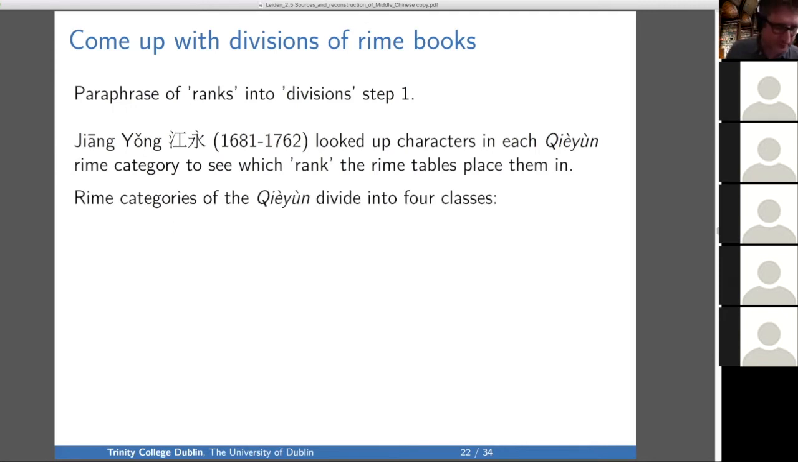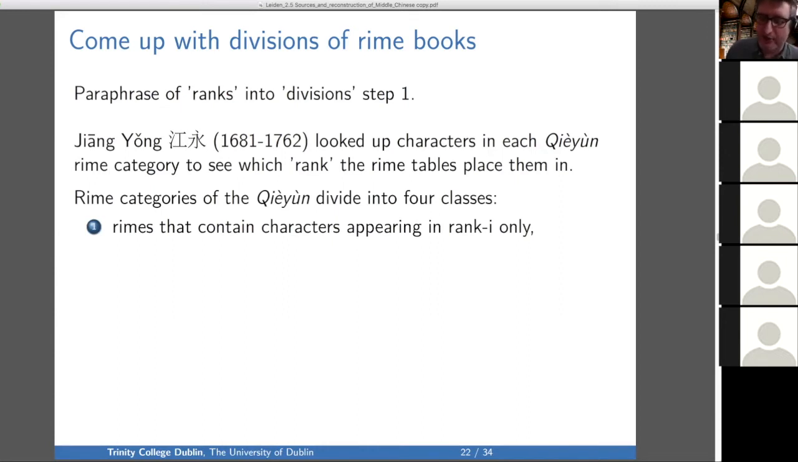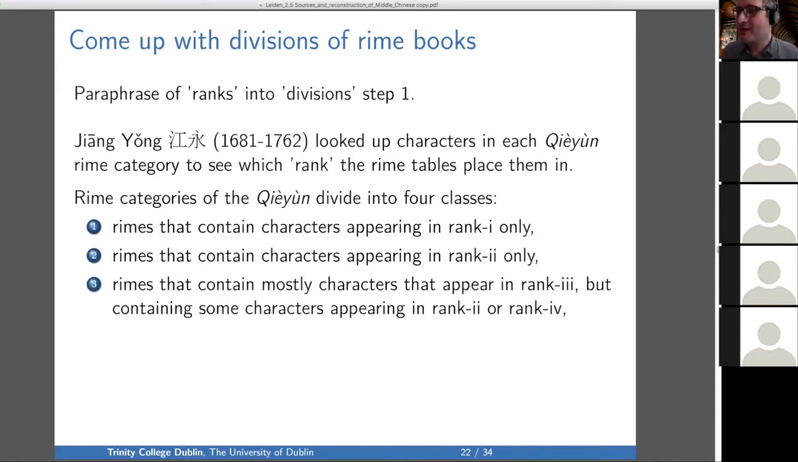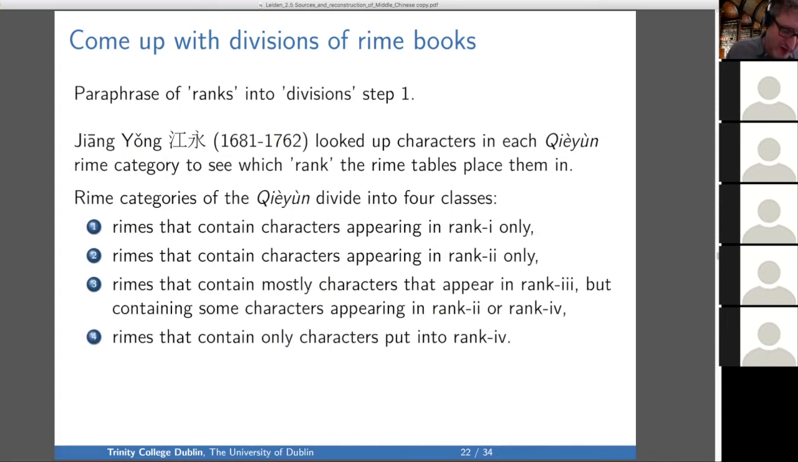And what did he find? He found that the rhyme categories of the Qieyun divide into four classes. Those rhymes that contain characters appearing only in rank one. Those rhymes that contain characters appearing only in rank two. And now you think, oh, this is going to be pretty uninteresting. No, it gets more exciting when we get to the third category. Those rhymes that contain mostly characters that appear in rank three, but also contain characters appearing in rank two and rank four. And those rhymes that contain only characters put in rank four.